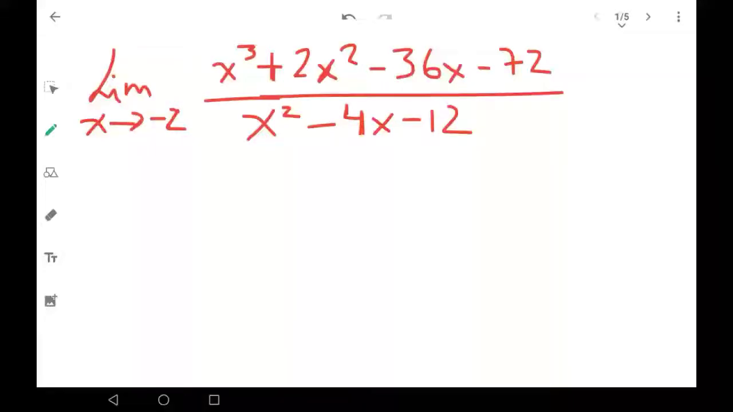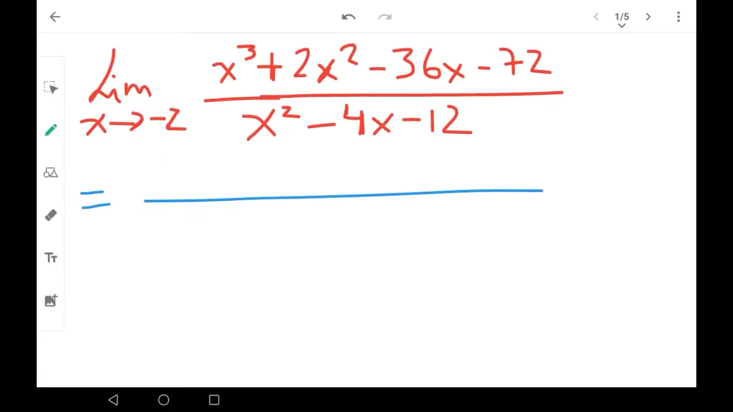Okay, here we have some examples of limits by factoring and limits at infinity. In this example, we have the limit as x approaches -2 of x cubed plus 2x squared minus 36x minus 72 over x squared minus 4x minus 12. If we do direct substitution, we will end up with something undefined. So what we have to do here is solve by factoring.